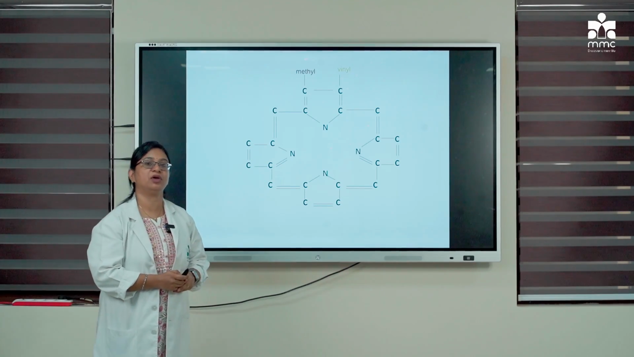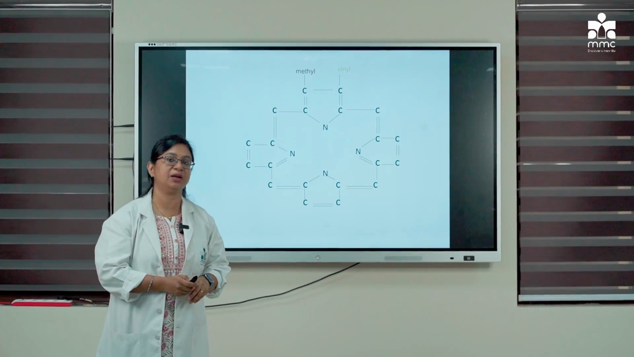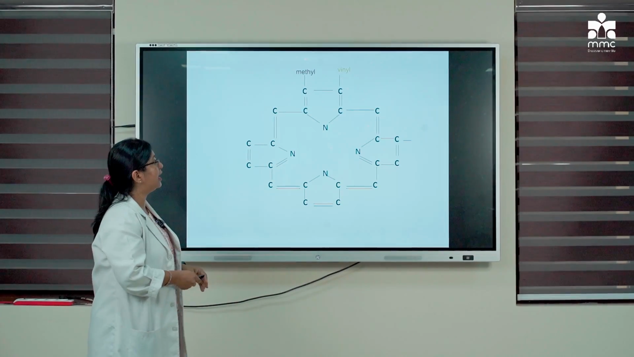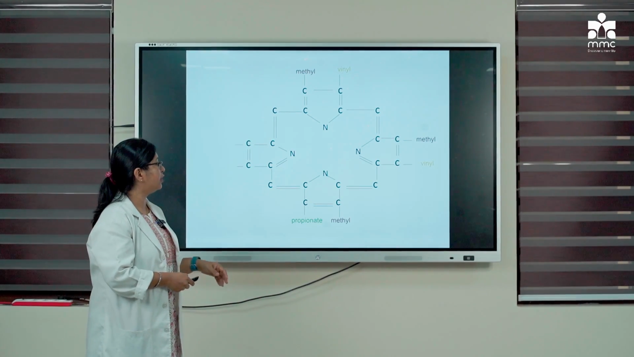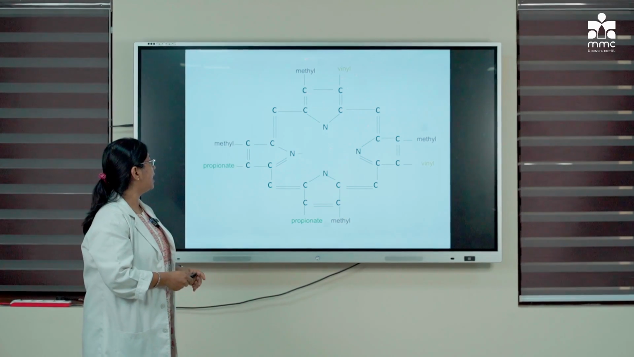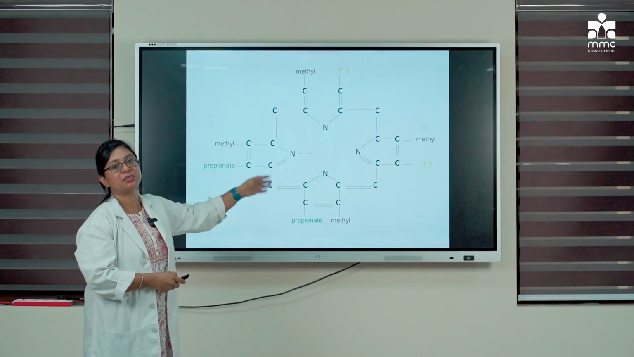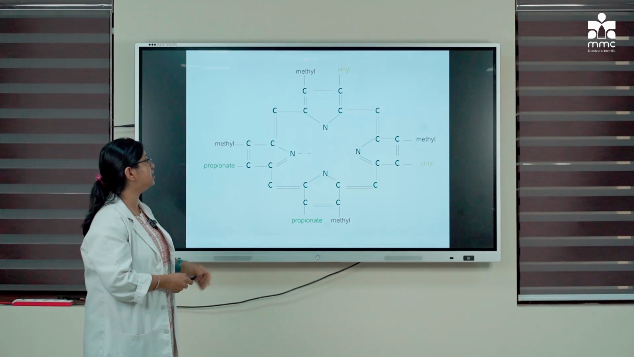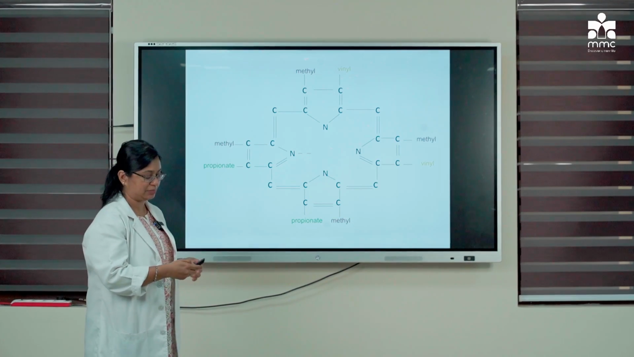The side chains can be acetyl, methyl, vinyl and propionyl. So, here you can see there is methyl and vinyl. They keep coming for each of the pyrrole rings, and they can be in a symmetrical arrangement or an asymmetrical arrangement. Depending on the symmetry, it is called type 1 or type 3.